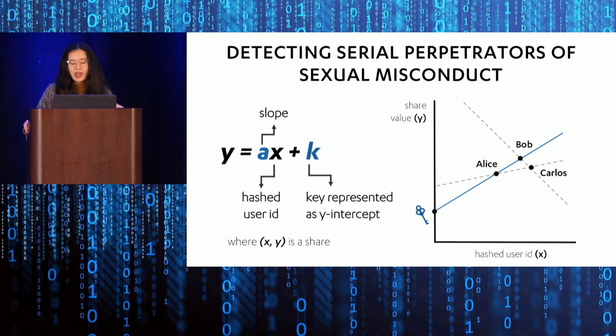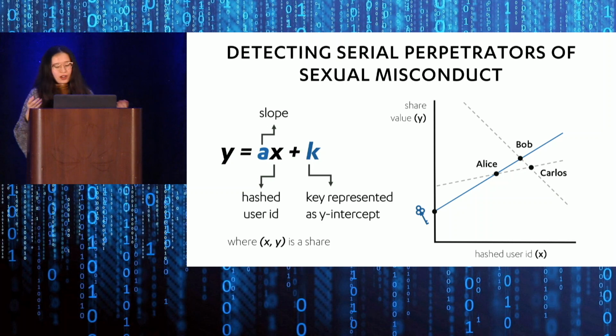So Alice and Bob then have the exact same slope and key values, but differing hashed user IDs, which ultimately generate different y values. And these x and y values then represent Alice and Bob as shares that can be used to reconstruct that original key. This then reveals that key, which we can use to decrypt information about the users and the perpetrator.